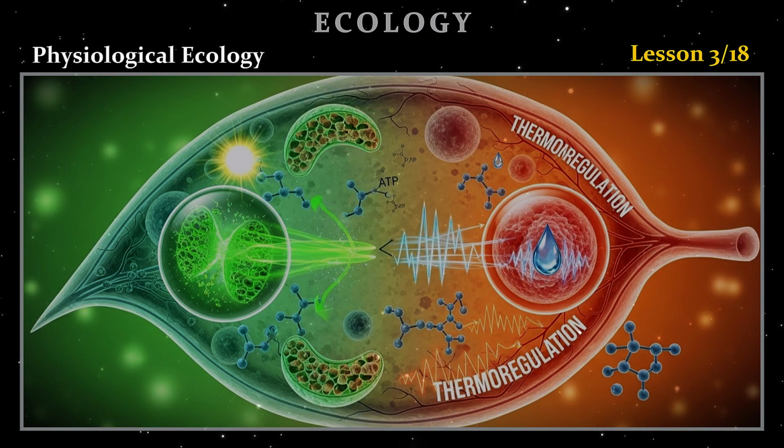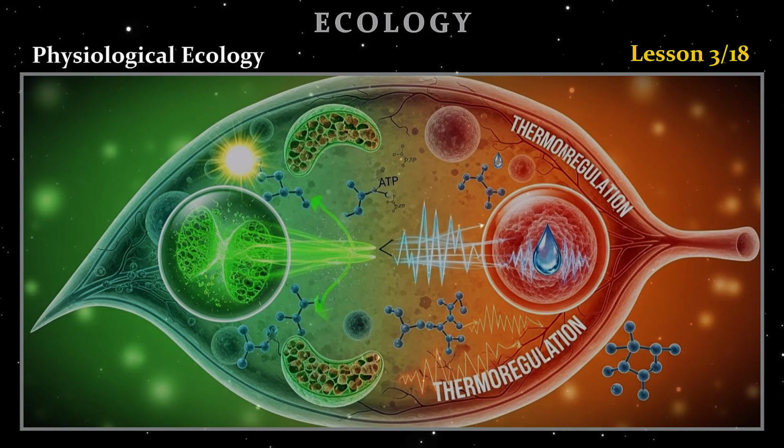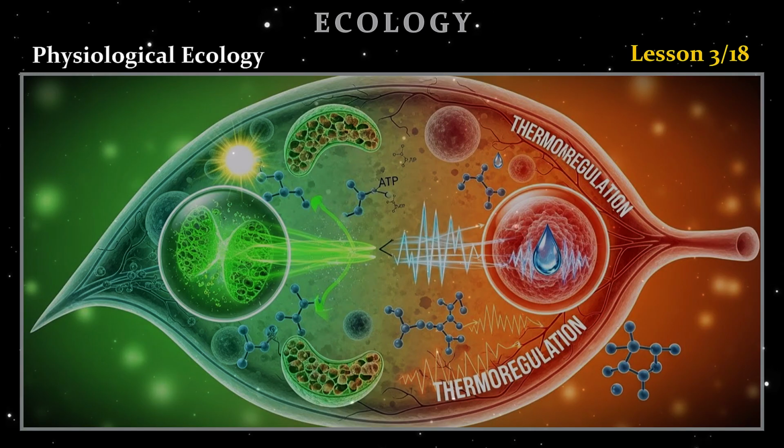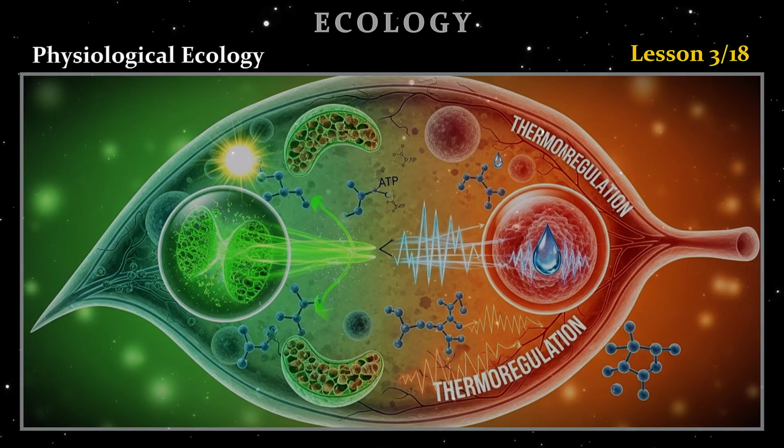We must also mention acclimatization. This is a short-term physiological change that happens within an individual's lifetime. If you climb Mount Everest, your body will eventually produce more red blood cells to capture scarce oxygen. This is not evolution. Your DNA has not changed. It is a flexible physiological response, a temporary adjustment to a new reality.